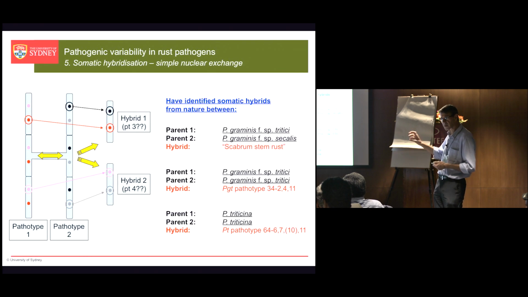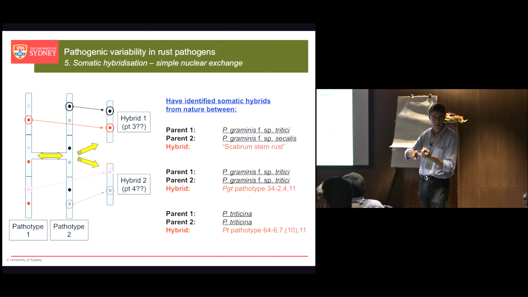The really interesting part about that story is that we had a hybrid rust, this one down here, and it was actually virulent on hybrid wheat. We had a hybrid wheat breeding program that had 3 or 4 varieties, and this hybrid rust was able to infect the hybrid wheat. Quite an interesting story, but I won't go into that in too much detail now.